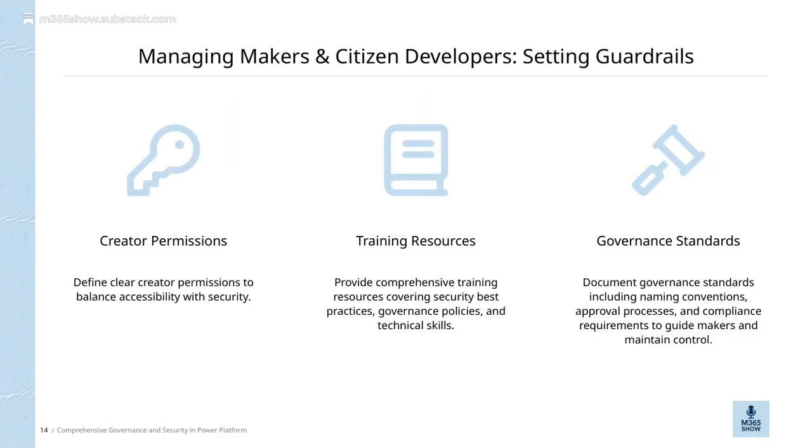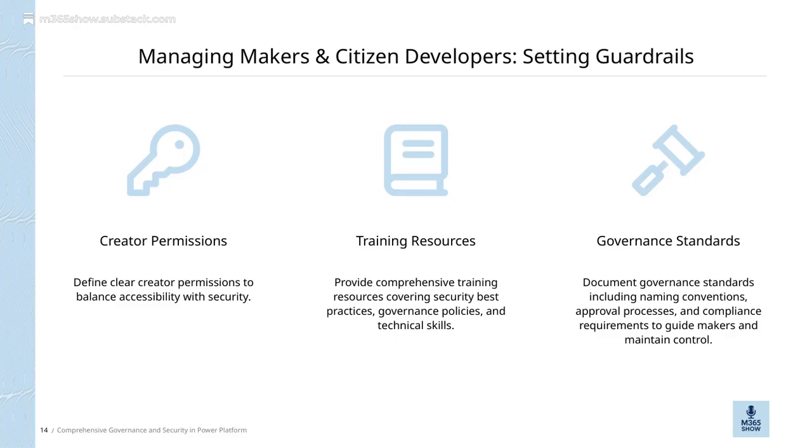Now, let's talk about managing makers and citizen developers by setting clear guardrails. First, it's crucial to document governance standards, including naming conventions, approval processes, and compliance requirements. These standards help guide makers and ensure we maintain control over our Power Platform environments.